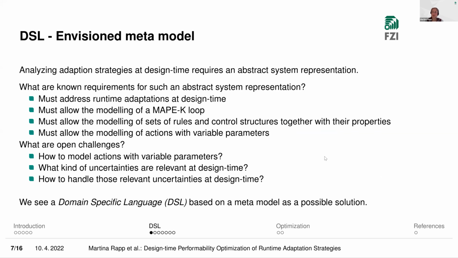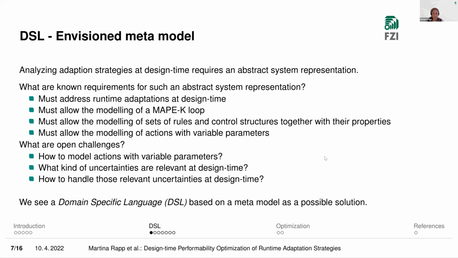So now let's have a closer look at the known requirements we see for our envisioned meta model. Requirement number 1 would be that it must address runtime adaptations at design time. It also must allow the modeling of a MAPE-K loop. It also must allow the modeling of sets of rules and control structures together with their properties. And last but not least, it must allow the modeling of actions with variable parameters.